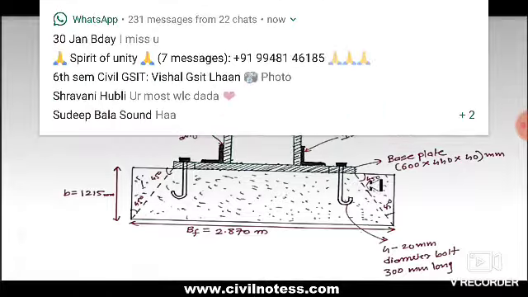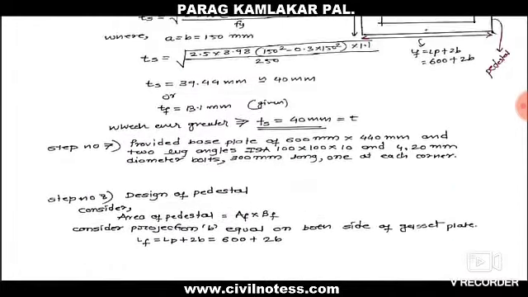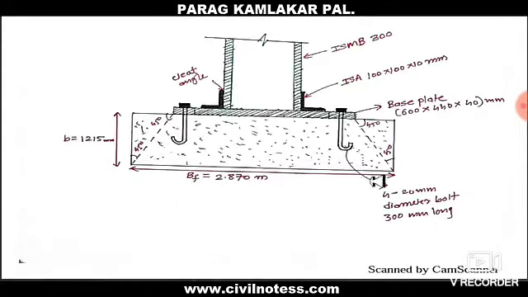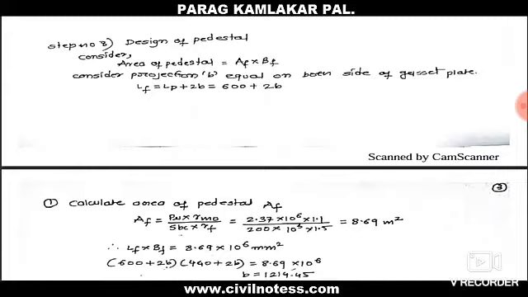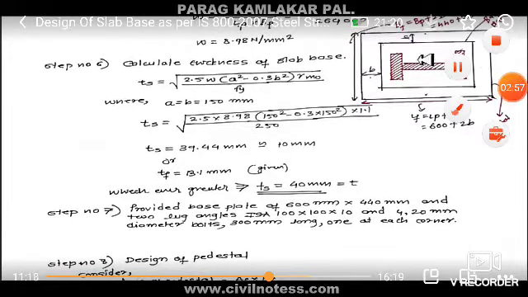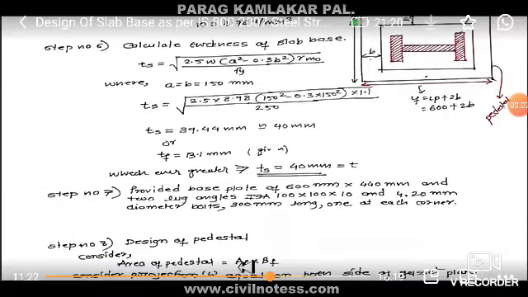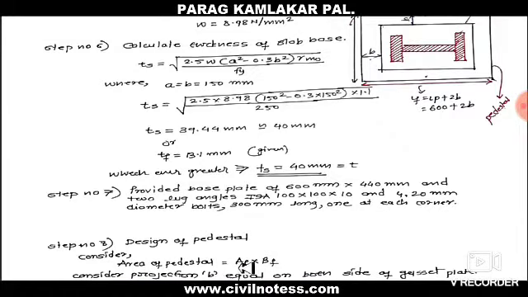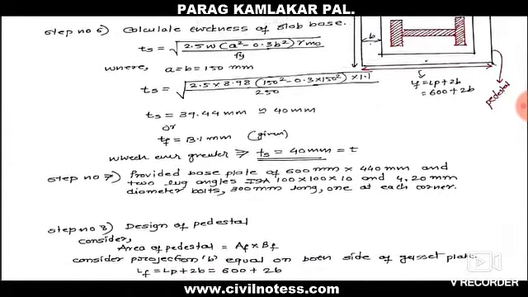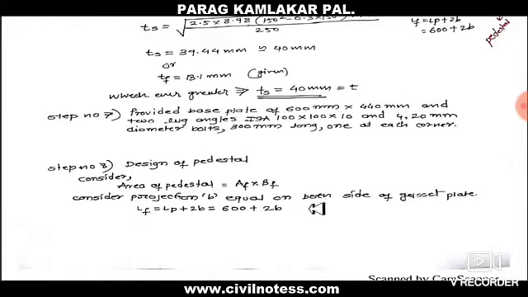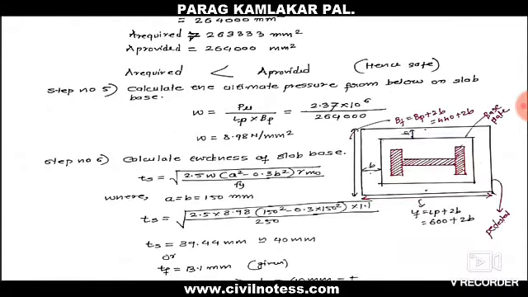Let's discuss the design in the next video. So let's start with the design of the pedestal. For the design of the pedestal we need to consider the area, A_f into B_f. So A_f is L_f, make that correction, it's L_f. After that, consider the projection b on both sides of the gusset plate.